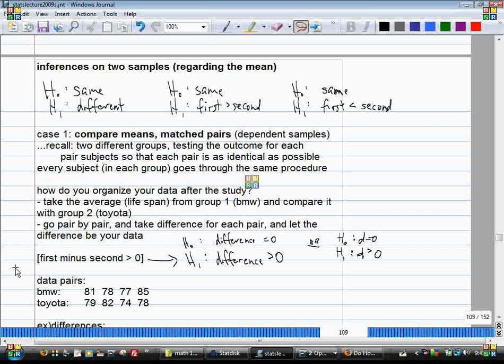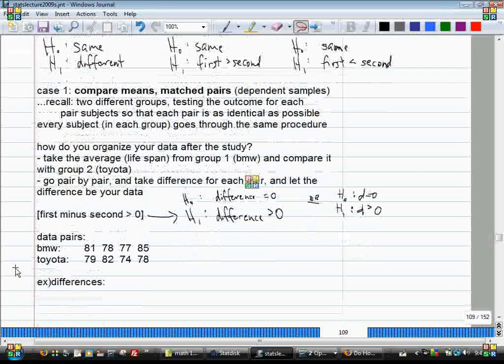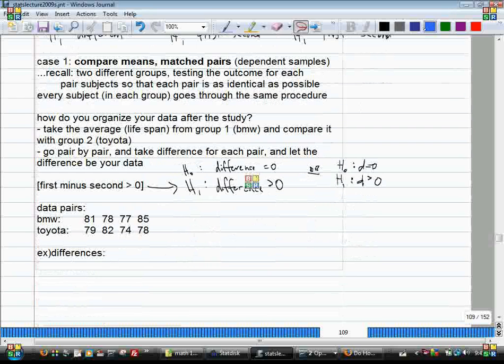-4. What about for the third pair? 3 years longer, so that's +3. And what about the last pair? 7 years longer, so +7. So what we've really got is the fact that the first pair gave us a 2, the second pair gave us a -4, the third pair gave us a 3, and the fourth pair gave us a 7.